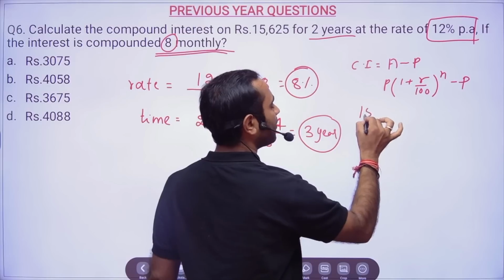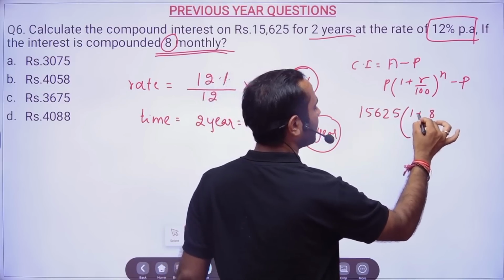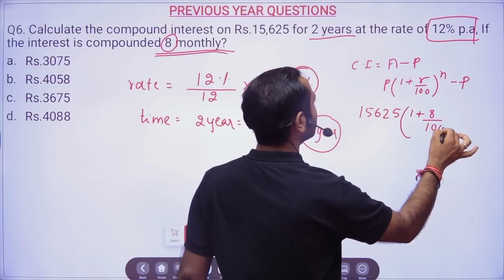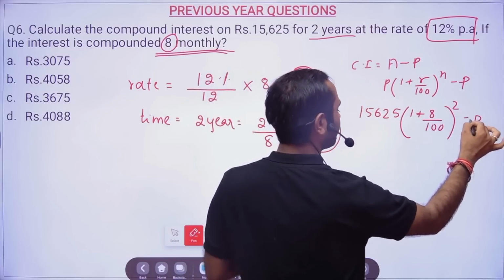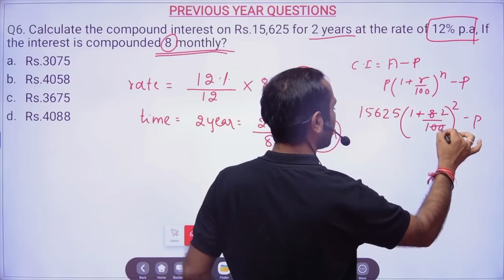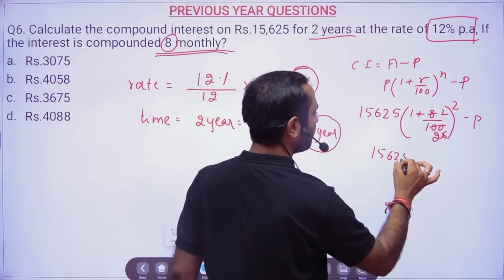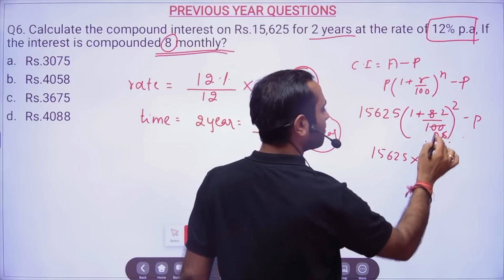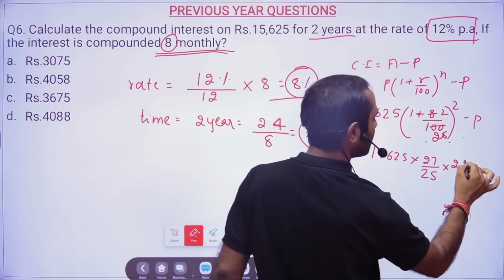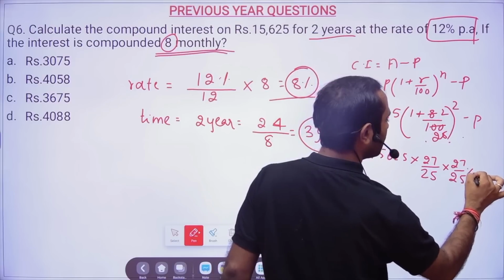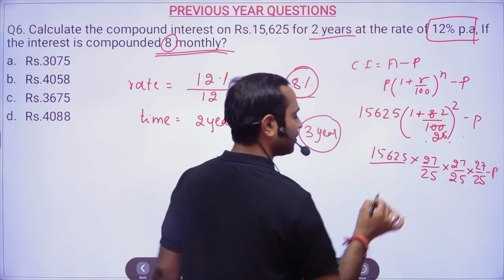Your amount is 15,625 into 1 plus rate, which is 8 by 100, right? To the power 2 minus P. So this is 4 2s and 425 times. So 15,625 into, so 25 plus 2 will be 27. So 27 by 25 into 27 by 25 into 27 by 25, and minus your principal, whatever the value here.